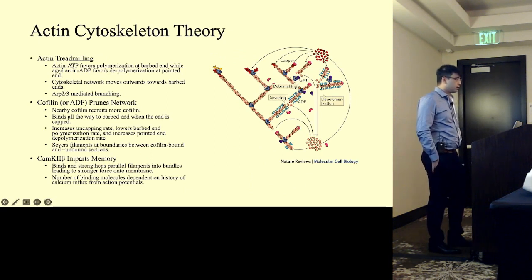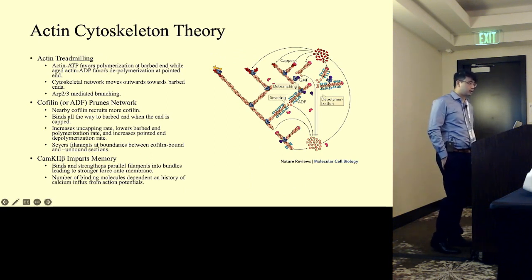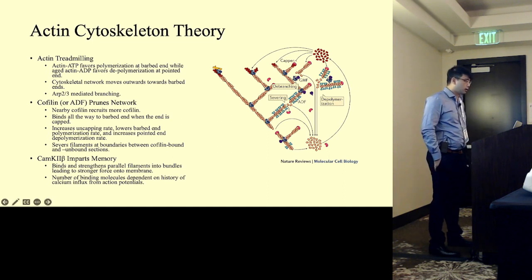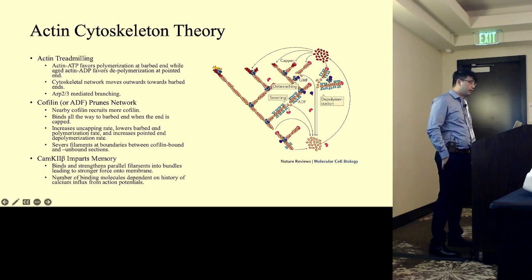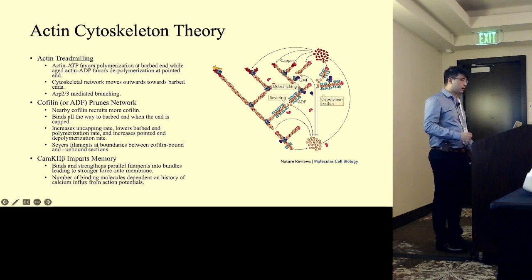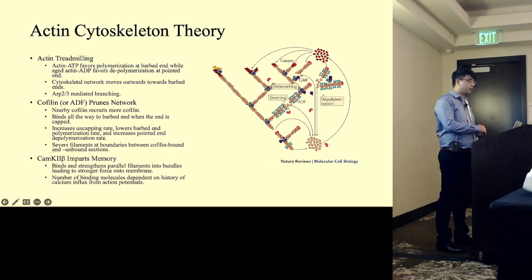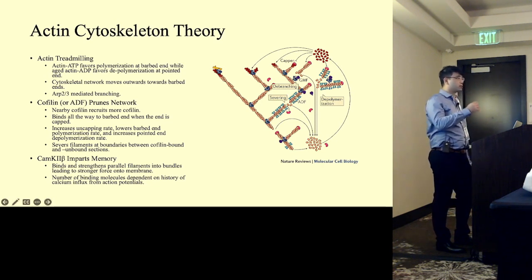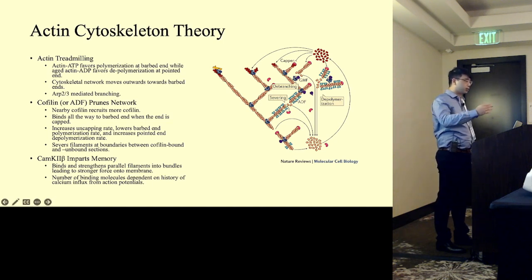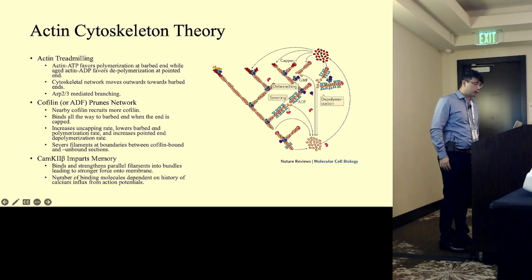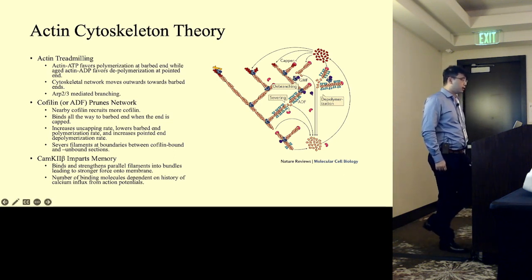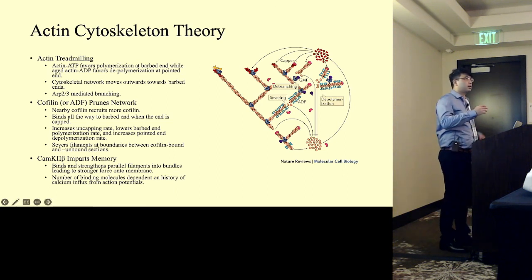Here's a little more theory on the actin cytoskeleton. The actin ATP favors polymerization at the barbed end, while aged actin ADP favors depolymerization, and this process is known as actin treadmilling. And this causes the cytoskeletal network to move outward towards the barbed ends and retract from the pointed ends. And Arp2/3 creates a greater network.